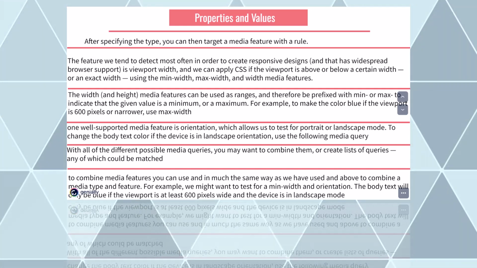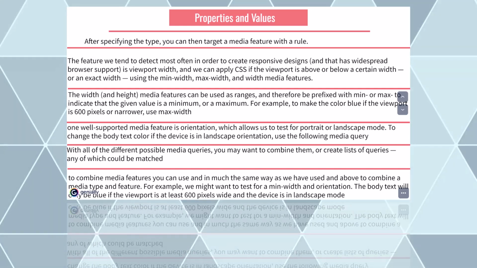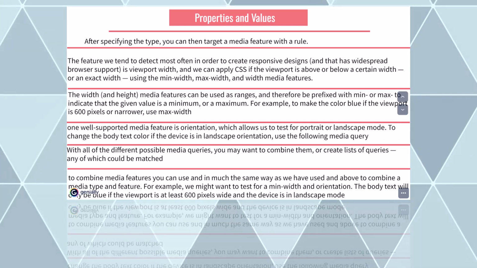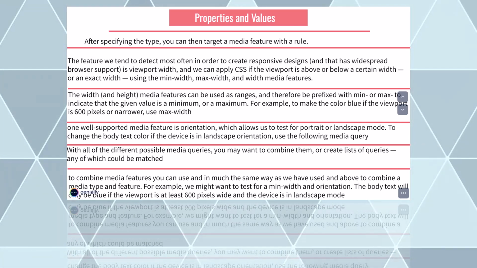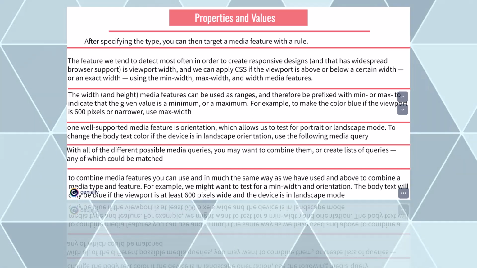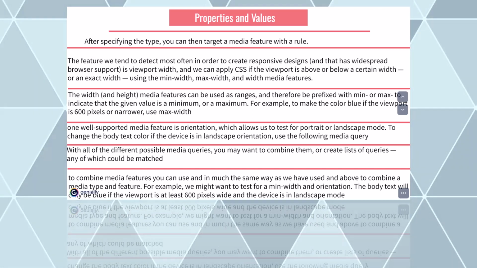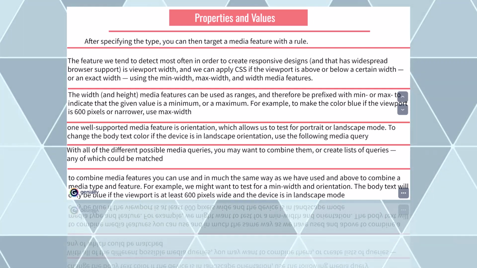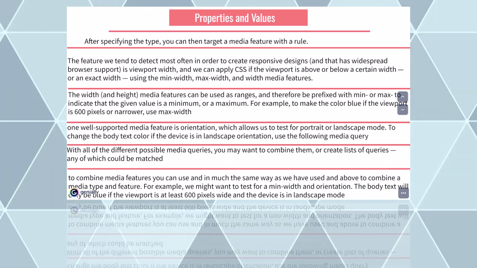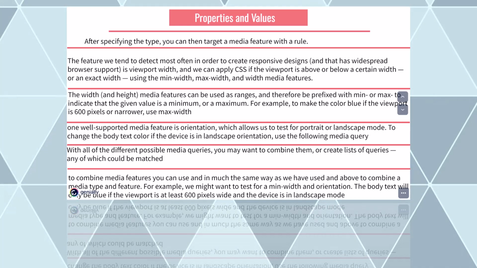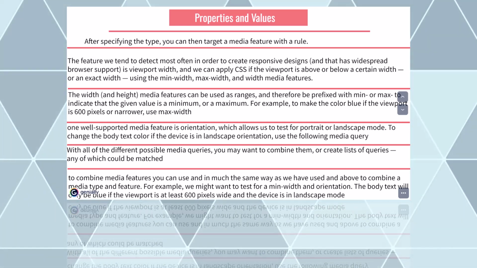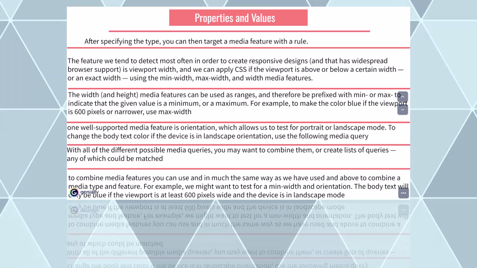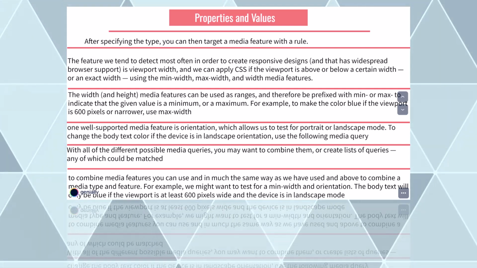So can you guys just try to tell me what you understand about what I'm saying right now? I can read it again because that third one is the most important one. Let me read it for the last time so that you can try to guess what I'm trying to say. The width and the height media features can be used as ranges and therefore be prefixed with min or max to indicate that the given value is a minimum or a maximum. For example, to make the color blue if the viewport is 600 pixels or narrower, use max-width. Cindy, what do you make out of that?